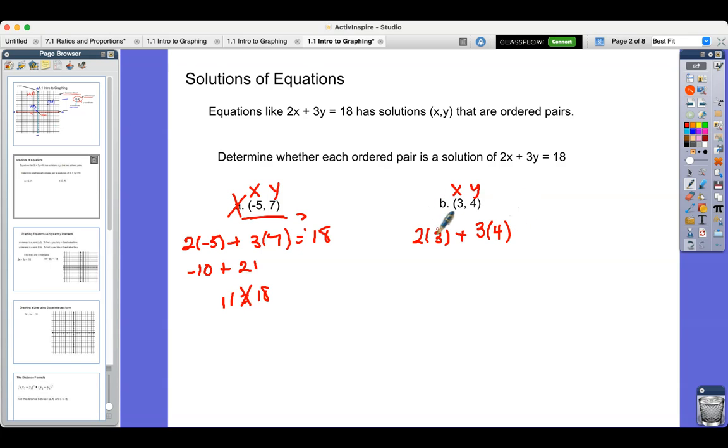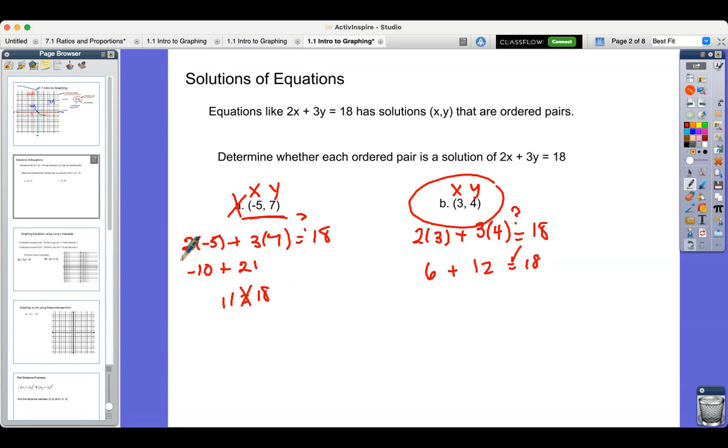All we're doing is just substituting the values of x and y for x and y in the ordered pair right here. See if this works. So 2 times 3, and put a question mark because we're not sure yet, gives us 6. 3 times 4 is 12. Does 6 plus 12 equal 18? Yes. So this is an ordered pair, a solution to this problem.